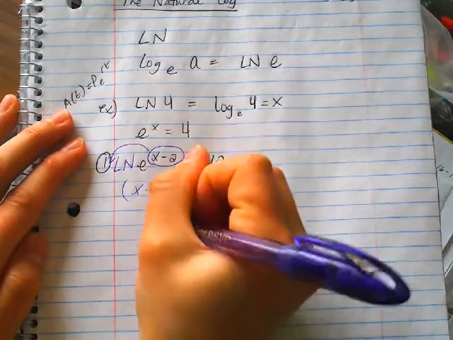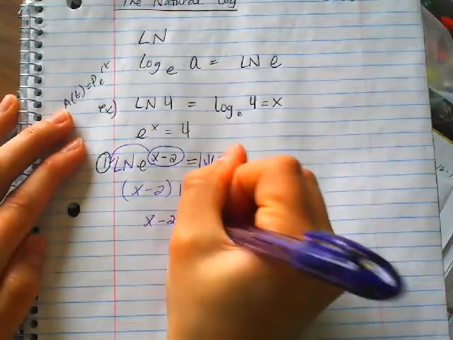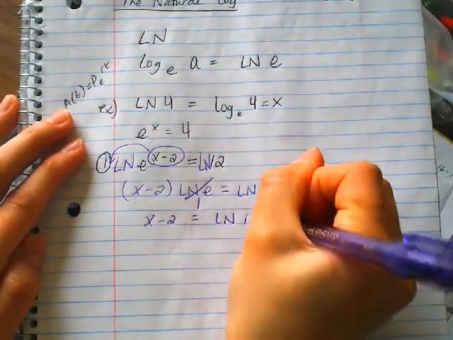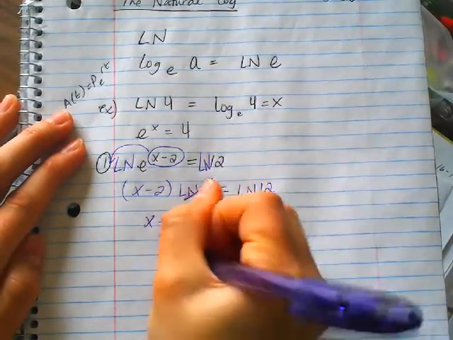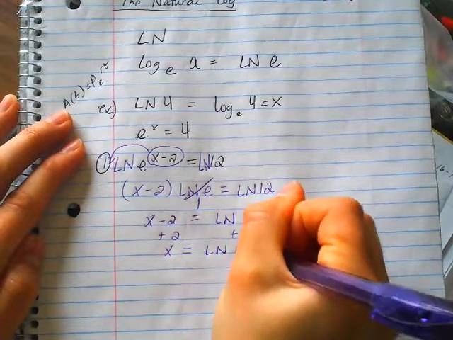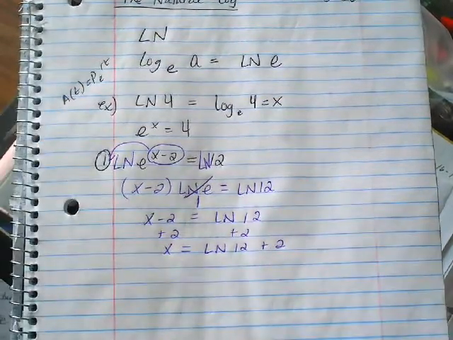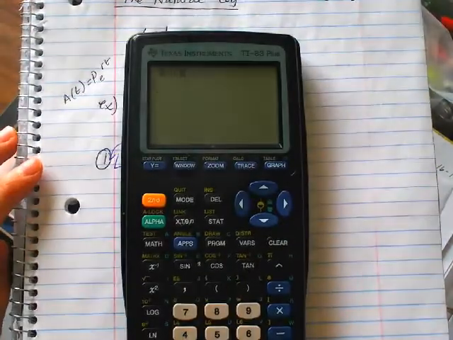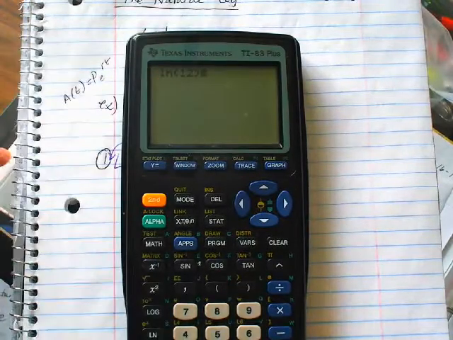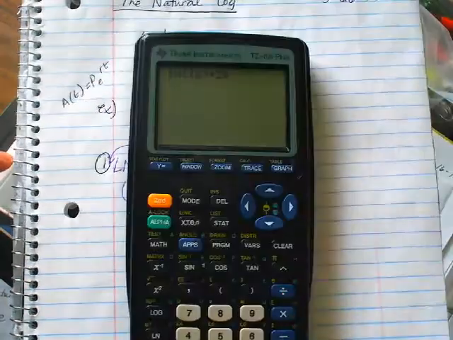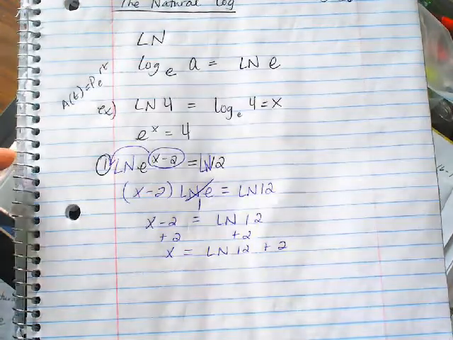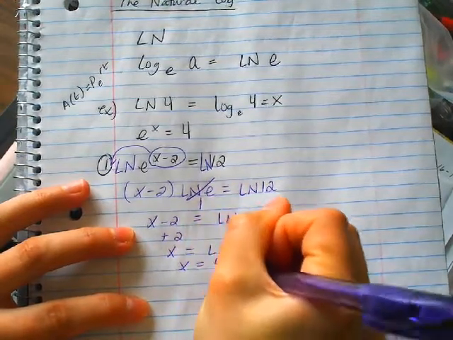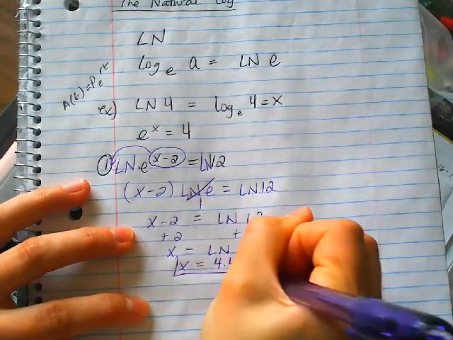So this equation becomes x minus 2 times 1, which is x minus 2, equals the natural log of 12. And then to solve for x, we add 2 to both sides. Okay, so I can go ahead and punch that into my calculator here. Natural log of 12, close your parentheses, and then add 2, and I get 4.48. Final answer.